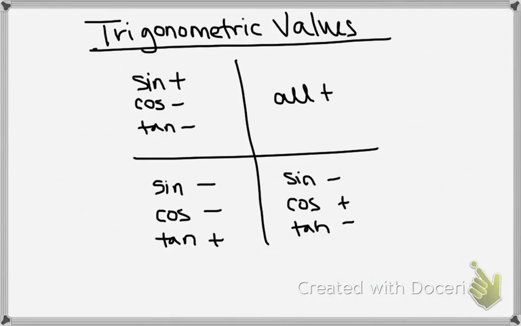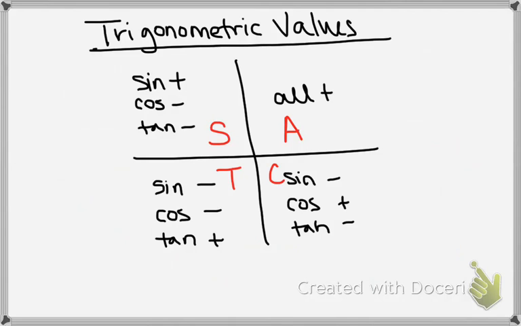In the second quadrant, the sine is positive, but the cosine and the tangent are negative. In the third quadrant, the sine is negative, the cosine is negative, but the tangent is positive. And in the fourth quadrant, the cosine is the positive one, with your sine and your tangent being negative. So an easy way to help us remember this is by looking at the first initial of the one that is positive. So in the first quadrant, that's A. The second quadrant, that's an S. The third quadrant, that's a T. And in the fourth quadrant, that's a C.